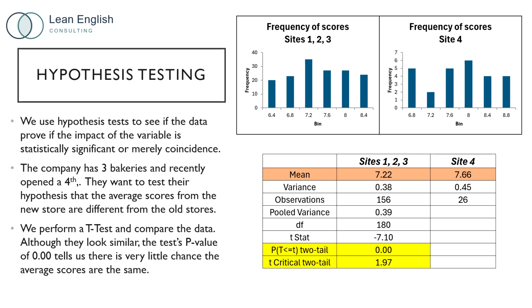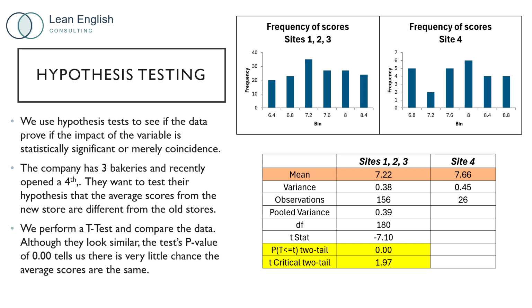For example, let's say the company has 3 bakeries and recently opened a 4th. We think that part of our problem may have something to do with the old equipment and baking process in our older bakeries.